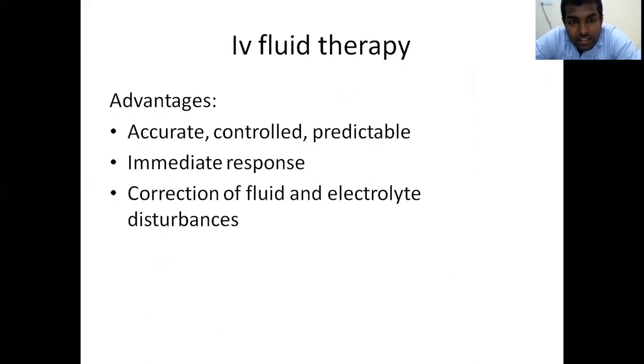What are the advantages? It is accurate, it can be controlled, and the outcome is predictable. The response is immediate, and along with the fluids, the electrolyte disturbances also can be corrected. So the advantage is it is accurate, controlled, and has a predictable outcome. The response is immediate, and the correction of fluid and electrolyte disturbances can be achieved.